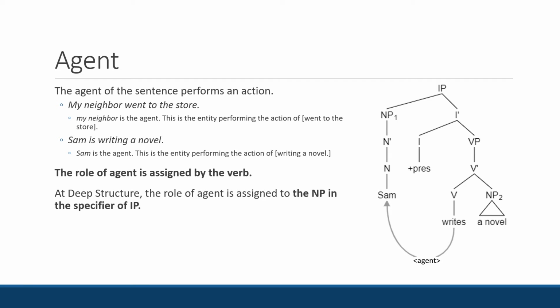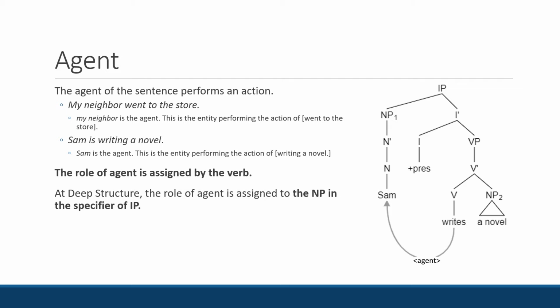The agent is the first role that we'll talk about. The agent of the sentence is the entity that performs the action. In "My neighbor went to the store," my neighbor is the agent because that's who's actually doing the going to the store. In "Sam is writing a novel," Sam is the agent because Sam is the one writing the novel. In our tree over here to the right, "Sam writes a novel," Sam is the agent because Sam is the one who writes the novel.